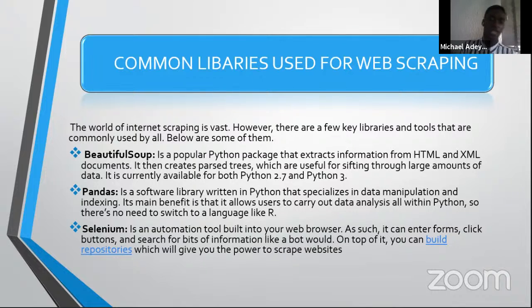Selenium is an automation tool built in your web browser. As such, it can enter forms, click buttons, and search for bits of information like a bot would. On top of it, you can build repositories which will give you the power to scrape websites.